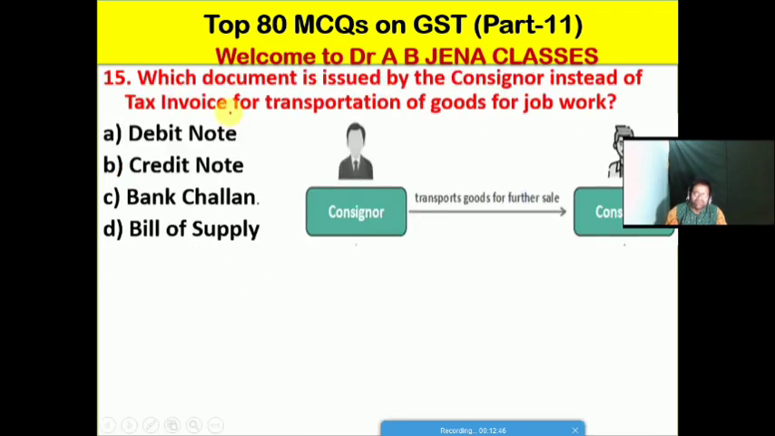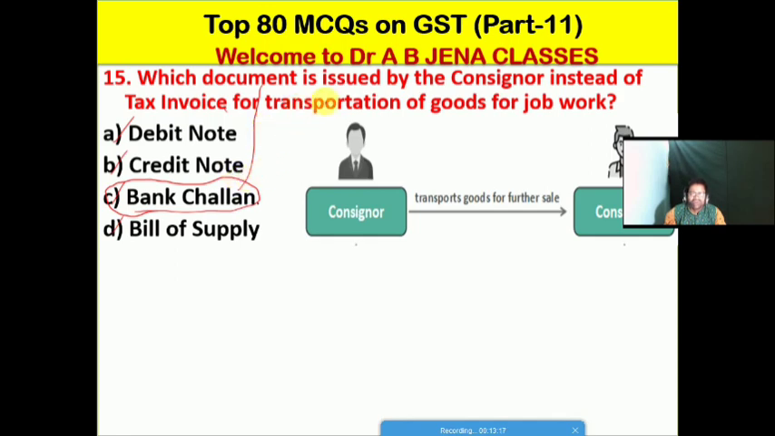So next one MCQ, which document is issued by the consignor instead of tax invoice for transportation of goods for job work, whether A it's debit note, B it's the credit note, C it's the bank challan, D it's the bill of supply. No doubt friends, so C is the right option for this MCQ. मतलब so bank challan is issued by the consignor instead of a tax invoice for transportation of goods for job work.